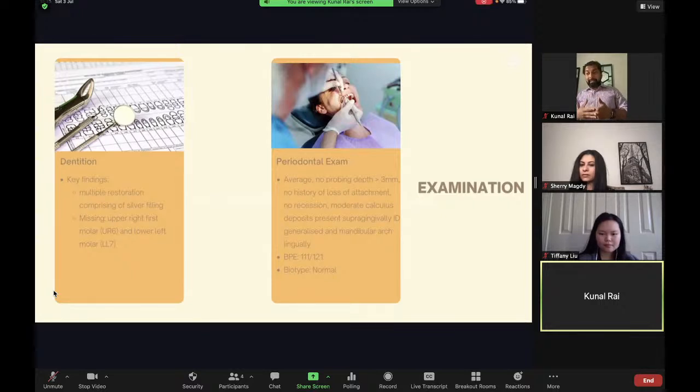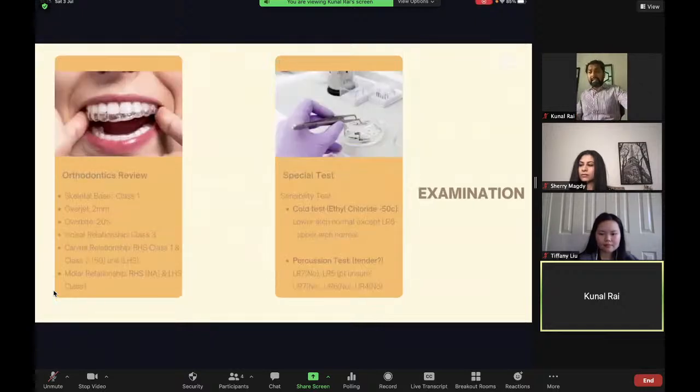BPE is also known as CPI. The thickness of the gum, which we term as biotype, was normal. Because he came with an orthodontic mindset, we did some orthodontic review.